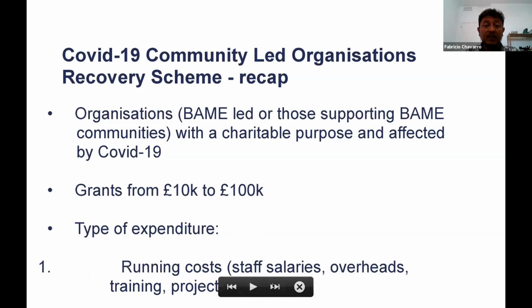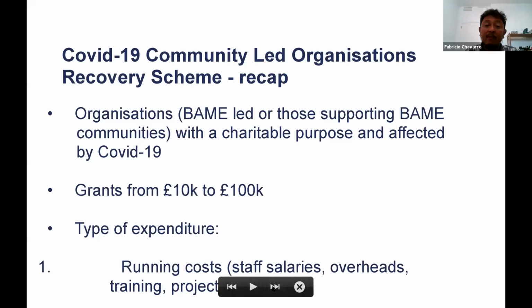As some of you already know, the program is funded by the National Lottery, and is an emergency program that has been designed to support voluntary sector organizations and small community organizations that have been affected by the COVID-19 pandemic. So this is an emergency program, and what we're planning to do is to provide grants between 10,000 and up to 100,000 pounds to those organizations, helping them to minimize the disruption caused by the lockdown, by the pandemic.